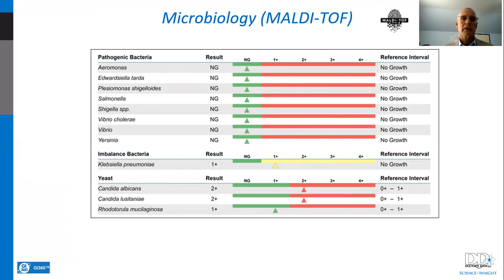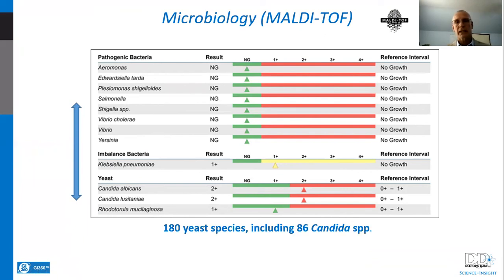And it's really important to appreciate that all of these fields here are expandable. So, for example, if we found Larybacter, a pathogenic bacteria, it would be included in this expandable panel. Likewise, if we had 10 different imbalanced bacteria, they would be listed here. And for the yeast, here we have 3 different species of yeast, but do appreciate that we can detect and identify up to 180 different yeast species, including 86 species of Candida.